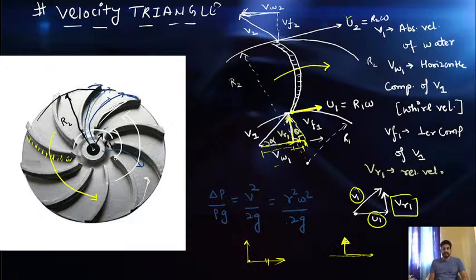If there is some slanted vector, it has some component in the x and in the y. But if it is in the y, then there is no component in the x, and if it's totally in the x, then there is no component in the y. So for the centrifugal pump, this alpha is equal to my 90 degree. So in that case, Vf1 is equal to my V1, right? So first thing is that.